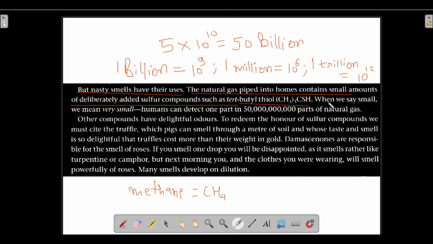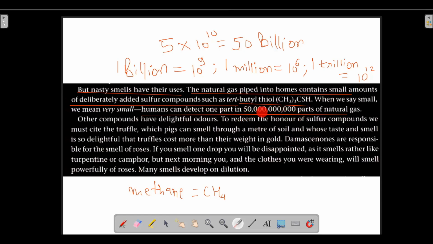When we say small, what does it mean by small? Small means very small. We mean to say that the amount of substance added to the natural gas is very small. And it is so small that humans can detect one part in 50 billion parts of natural gas.